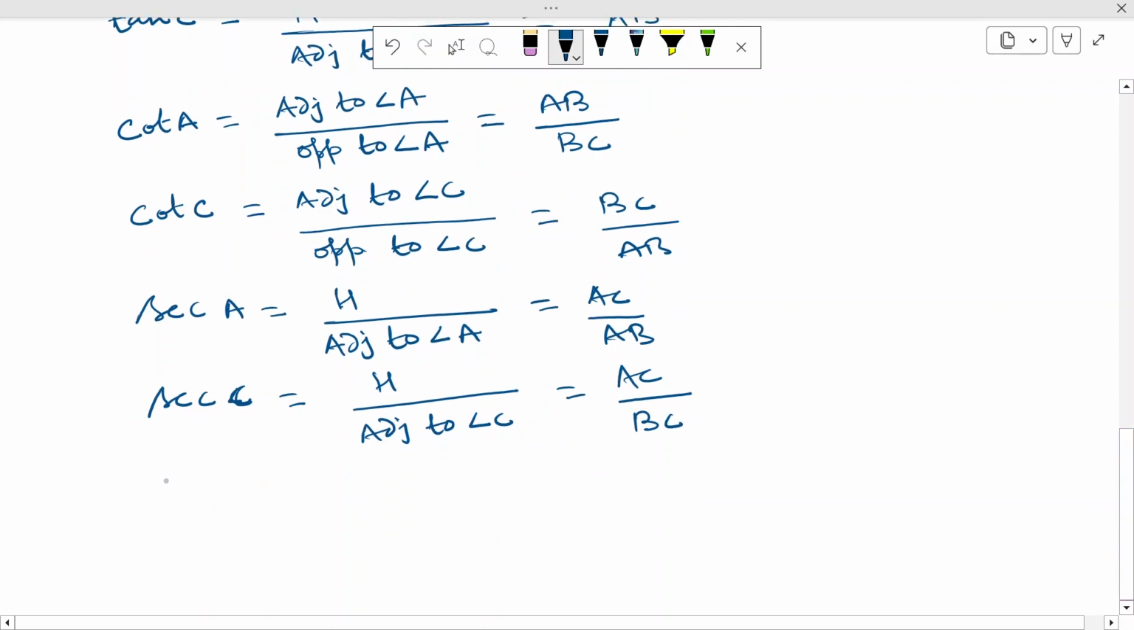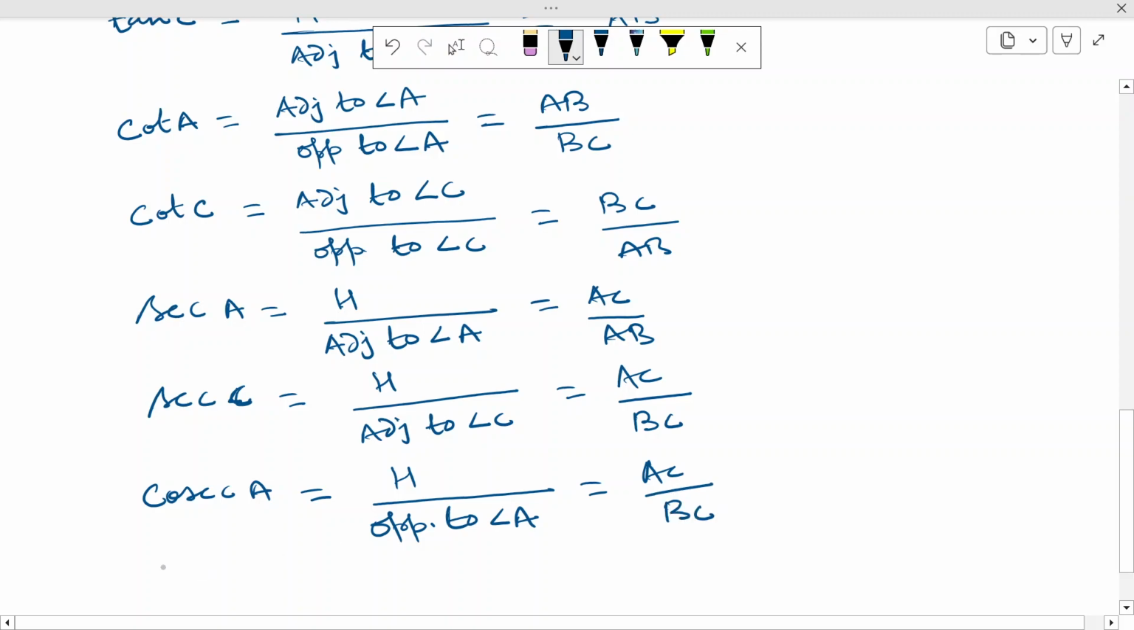And lastly, our sixth or last trigonometrical ratio is cosec. So cosec of angle A is hypotenuse over the opposite side to that particular angle. So the hypotenuse is AC and the opposite side to angle A is BC. And if you consider the cosec of angle C, that will be hypotenuse divided by the opposite side to angle C. So that will be AC over AB, since AB is opposite to angle C.